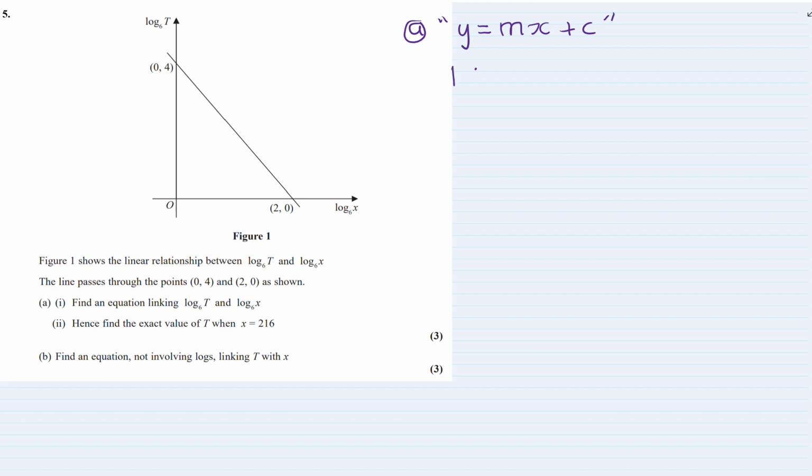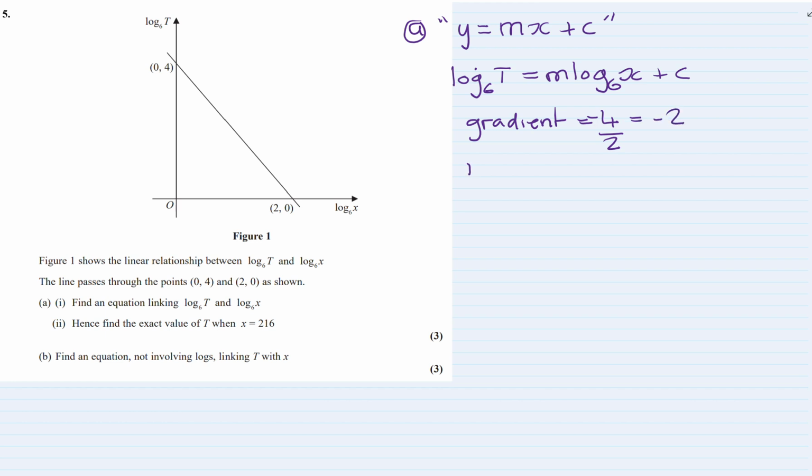In this case, my y is log to the base 6 of t, and my x is log to the base 6 of x, plus c. So my equation is going to look like that. Now we've got two things that we can tell from here. Firstly, we can look at the gradient. If I take the gradient, which is my m, my gradient is going to be equal to 4 over 2, and we've got a negative gradient, so that's going to be equal to minus 2.